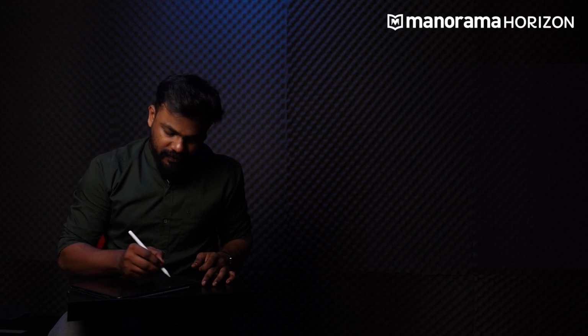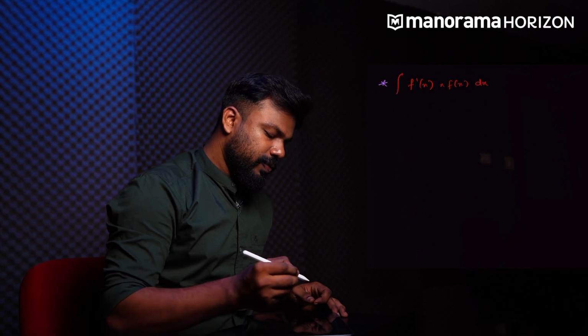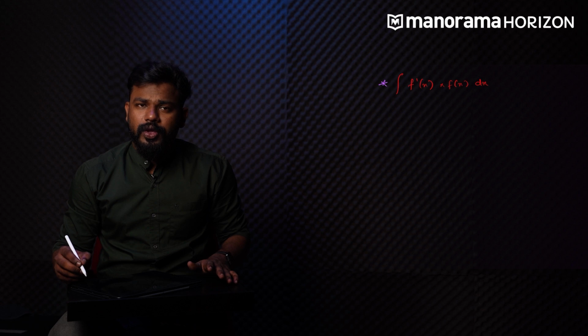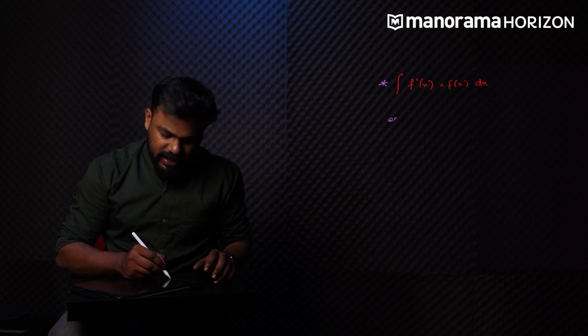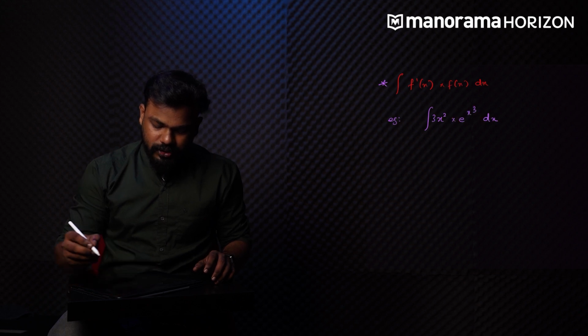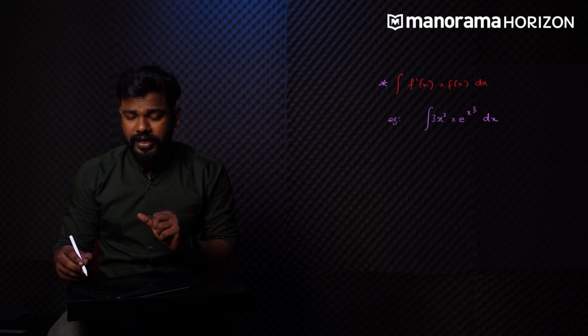Now the second form of substitution is where you have integral f dash x into f of x dx. So this is the next form. So what is the second form? Integral f dash x into f of x dx. You can understand that by an example. I'll write an example over here. Integral 3x square into e raised to x cube dx. So what do I have here? 3x square into e raised to x cube dx.